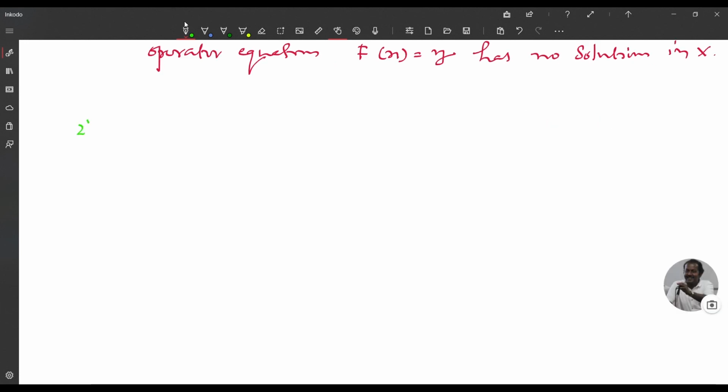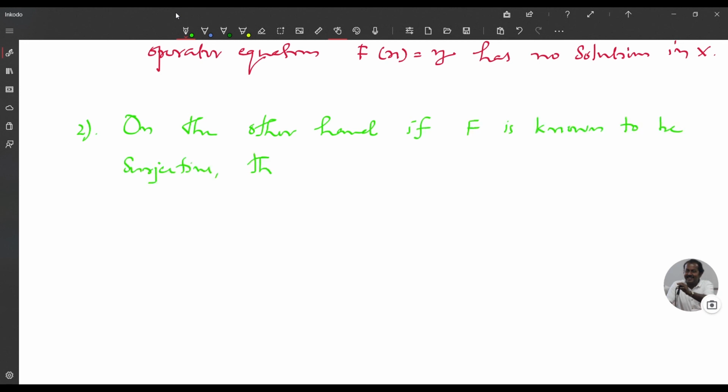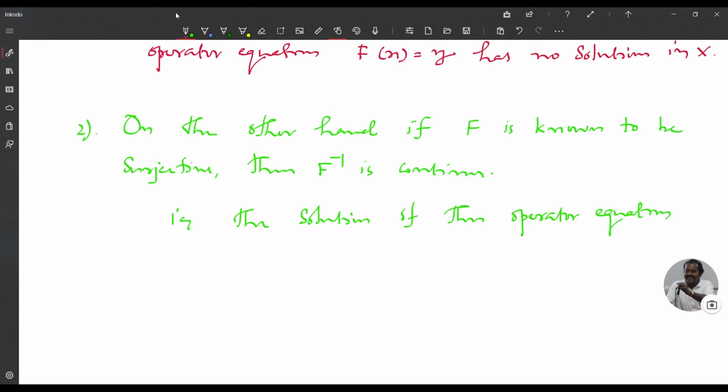Second application. On the other hand, if f is known to be surjective, then f inverse is continuous by the bounded inverse theorem. That is, the solution of the operator equation f of x equal to y depends continuously on y.